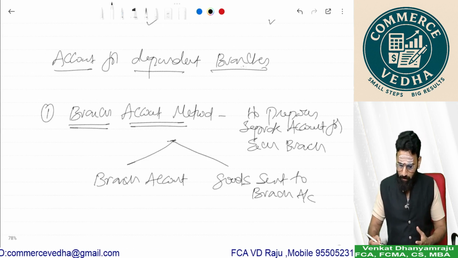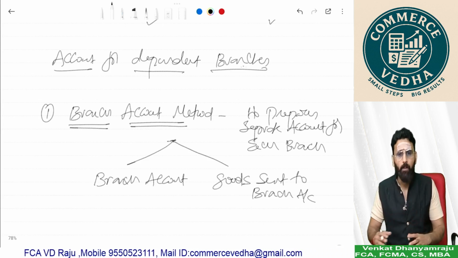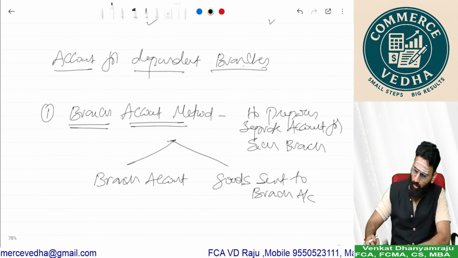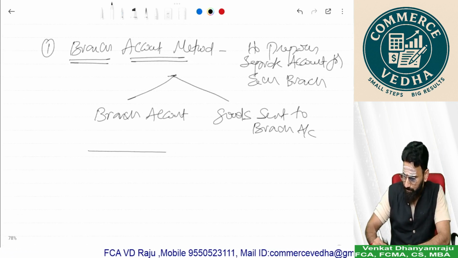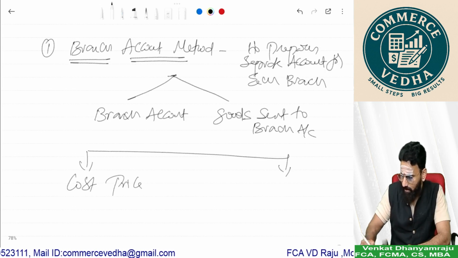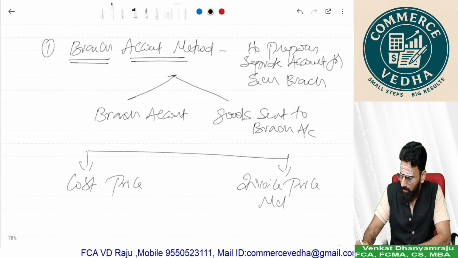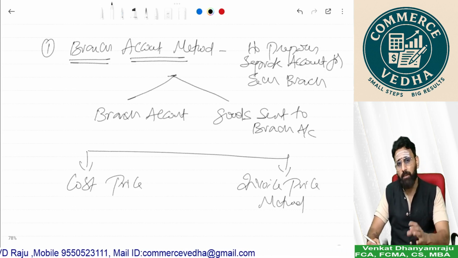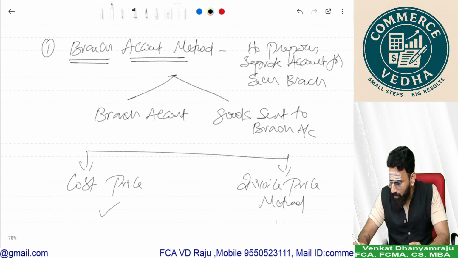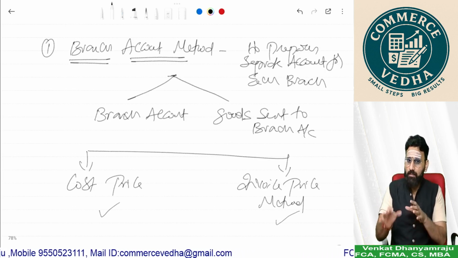So it is also a simple method. We can call it the branch account method or the branch debtors method. This particular method has so many names. Now here also there are two types: cost price method and invoice price method. HO will maintain the branch books at cost price, or HO will maintain the branch books at invoice price. We will learn both separately, but before that we should learn what this method is.